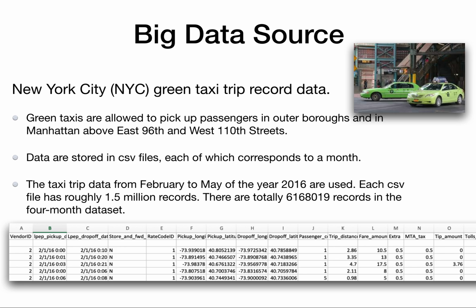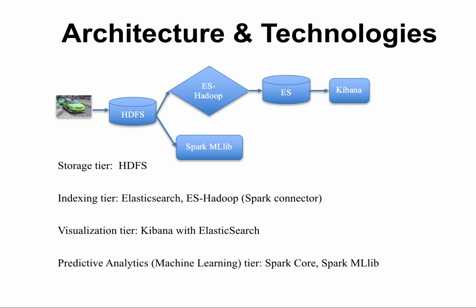This is an example of the CSV file. It has fields like pickup time, drop time, pickup latitude, pickup longitude, drop latitude, longitude, and some other fields. The taxi trip data are stored into HDFS, and from here, there are two paths. The first path is to index data into Elasticsearch and visualize them in Kibana. The second path is to build a machine learning model in Spark.